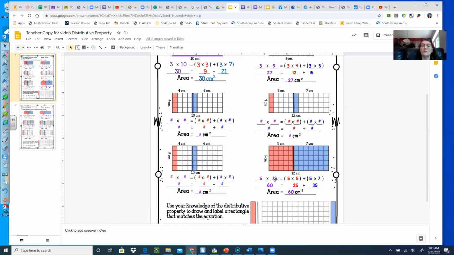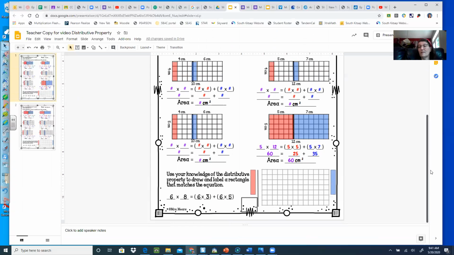So 5 times 12 is 60. 5 times 5, 25. 5 times 7, 35. When I add it all together, I get that 60 again. And I already pre-put in your centimeters squared.